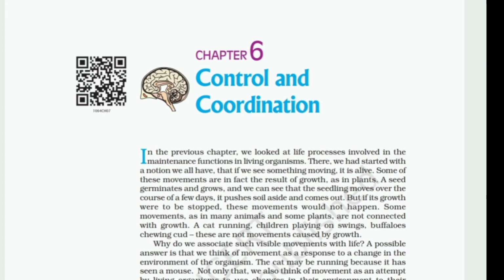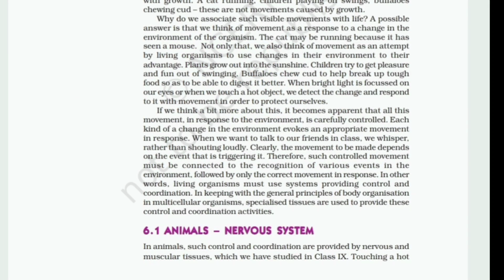Why do we associate such visible movements with life? A possible answer is that we think of movement as a response to a change in the environment of the organism. The cat may be running because it has seen a mouse. Not only that, we also think of movement as an attempt by living organisms to use changes in their environment to their advantage. Plants grow out into the sunshine. Children try to get pleasure and fun out of swinging. Buffaloes chew cud to help break up tough food so as to be able to digest it better.